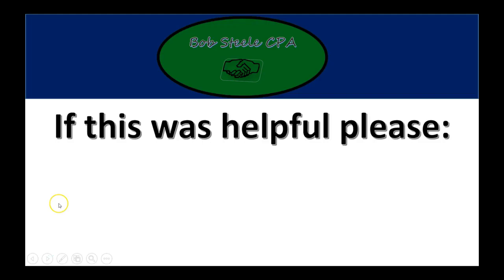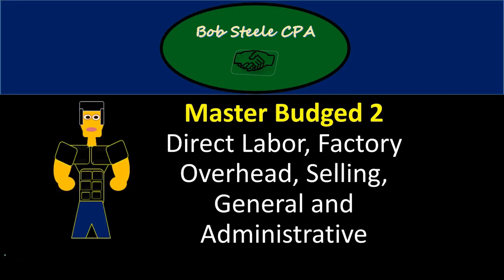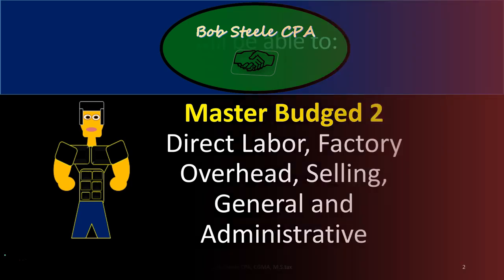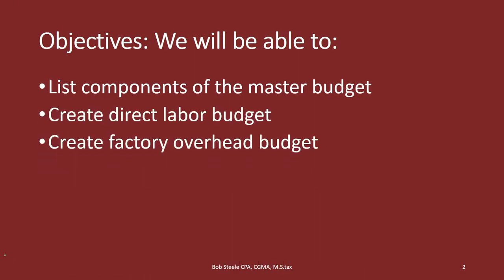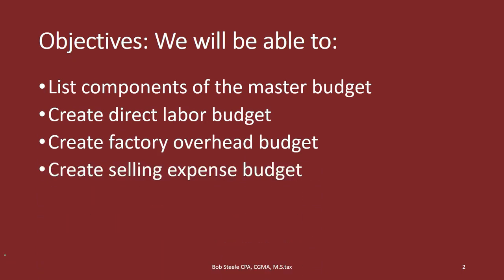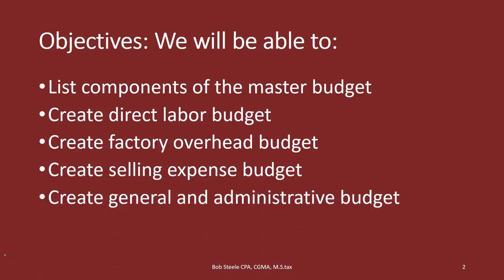Hello, in this lecture we're going to continue on with the master budget. We started the master budget last time, so if you haven't seen the first part of this, you may want to look at that first and then move on to the second piece of it. The second piece here is including direct labor, factory overhead, selling, general and administrative parts of the master budget. We will be able to list the components of the master budget, create direct labor budget, create factory overhead budget, create the selling expense budget, and create the general and administrative budget.